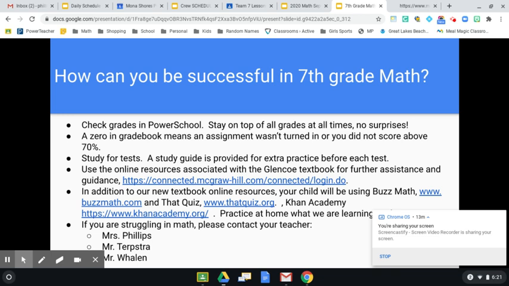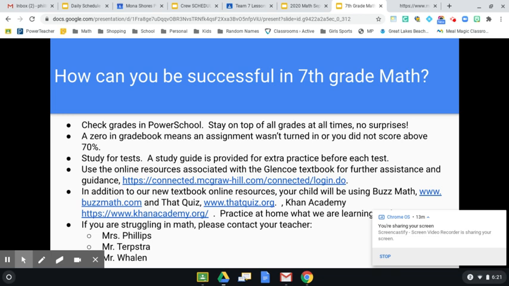Third, study for tests. So like I said a minute ago, a study guide is provided for extra practice before each test because remember, you will only have one opportunity, one take on that test. Fourth, use any online resources associated with our textbook for any type of further assistance. And so, as we go through the chapters and we get closer to that chapter test, absolutely, we're going to tell you, this is what you should use. This is the extra practice and support you should have as you go through and prepare for that test.